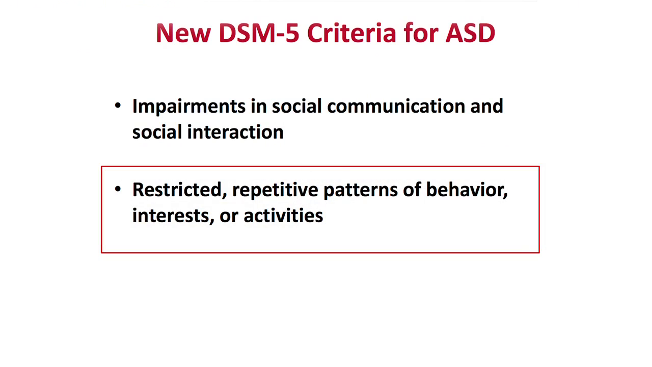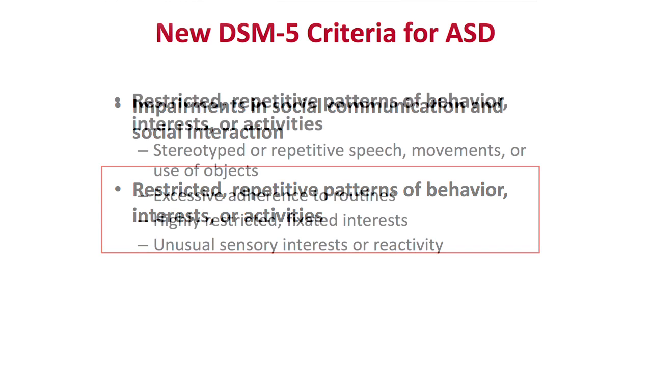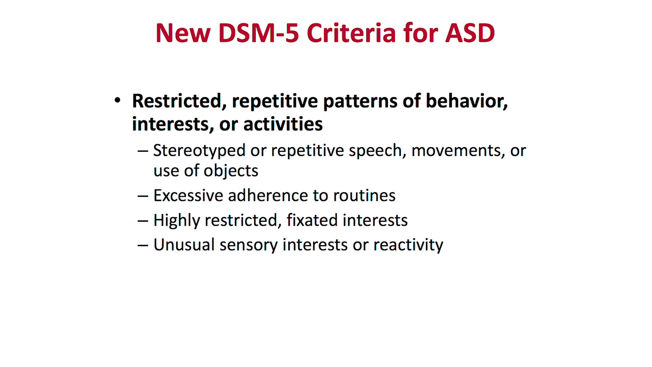Okay, so let's talk about the second criterion, which is these restricted repetitive patterns of behaviors, interests, or activities. These include stereotyped or repetitive speech or movements or use of objects, a need for routines and adherence to routines, very fixated and restricted interests, unusual sensory interests or reactivity. And so it could look like things like this.